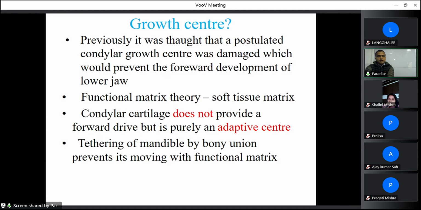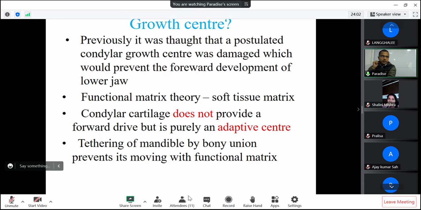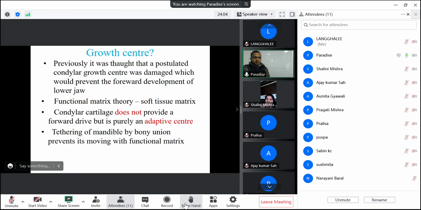So condylar cartilage does not provide a forward drive, but it is purely an adaptive center. After the mandible is pulled forward, the gap present in the TMJ region is replaced by cartilage. So tethering the mandible by bony union prevents it from moving with the functional matrix.